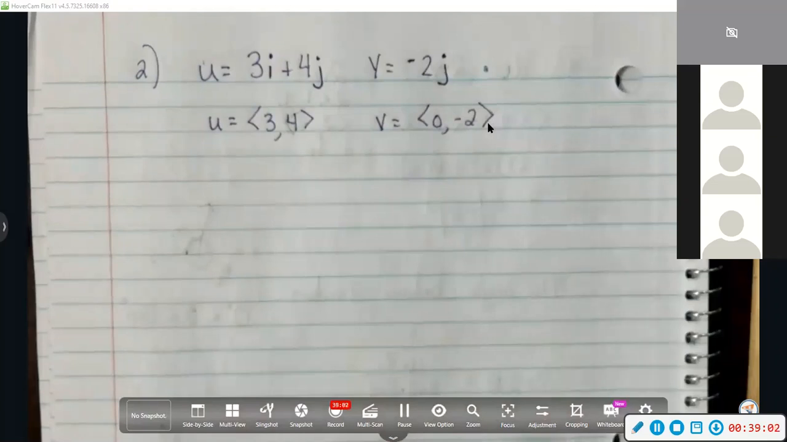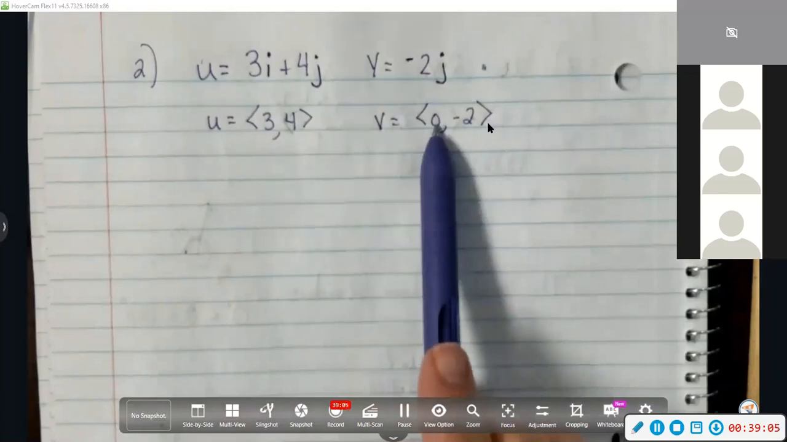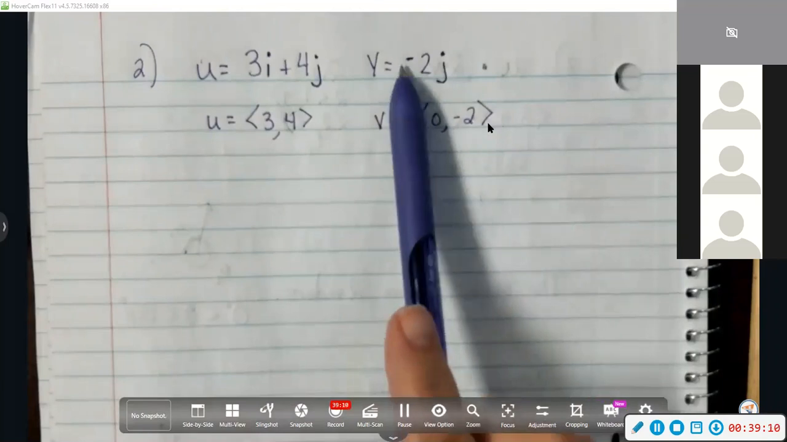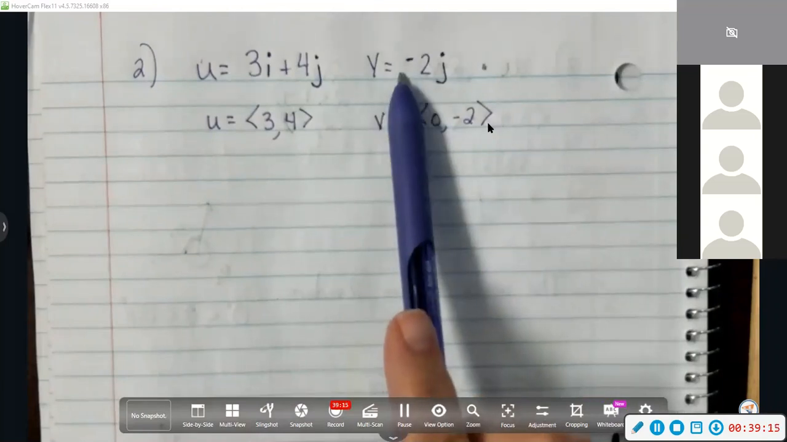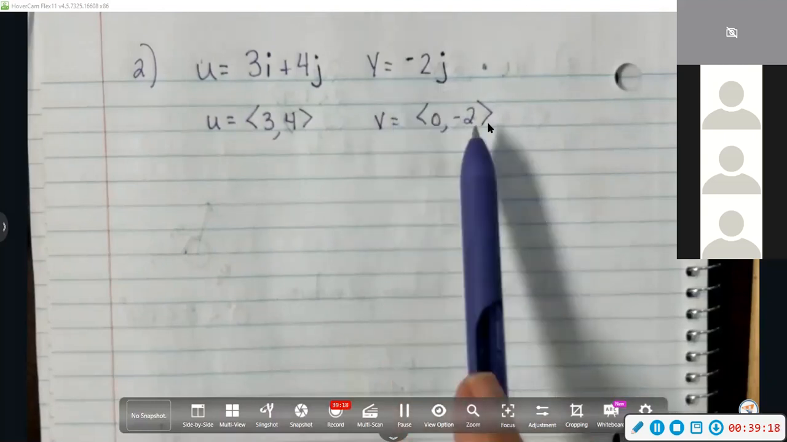So keep in mind, if you write vector v in component form, that's going to be 0, negative 2, because you don't have the i unit vector, which is the horizontal one. You do have the j unit vector, which is the vertical one.